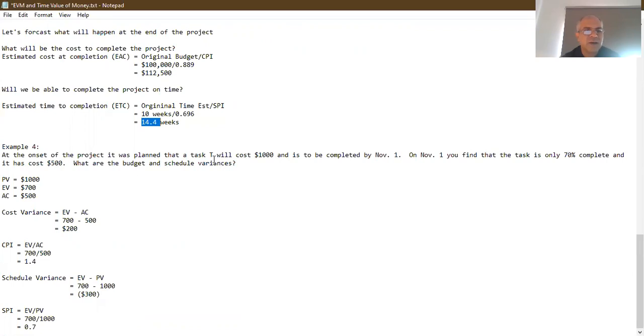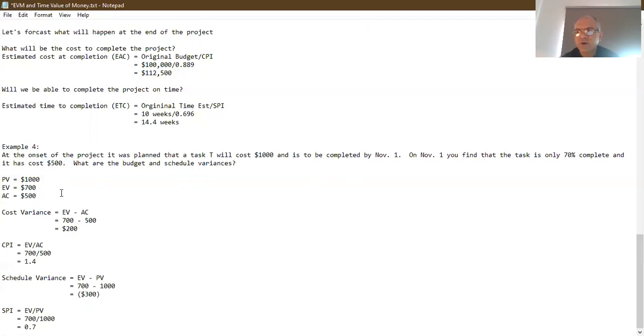So what are the variances? We can quickly do this. The plan was that the project is going to cost $1,000, right? So planned value is 1,000. The earned value is that only 70% of the project has been completed. So 70% of this $1,000 is $700, right? And the actual cost is how much we have ended up spending by then. We have ended up spending $500, right?